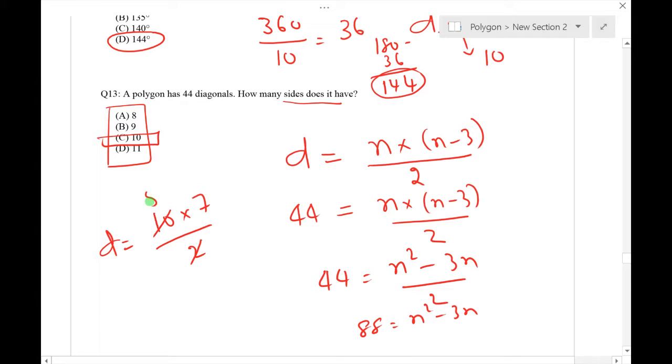So that's going to be 5 times 7, which is 35. Therefore, we have 44 diagonals. So therefore, it has to be more than 10 sides. And so the answer has to be 11.